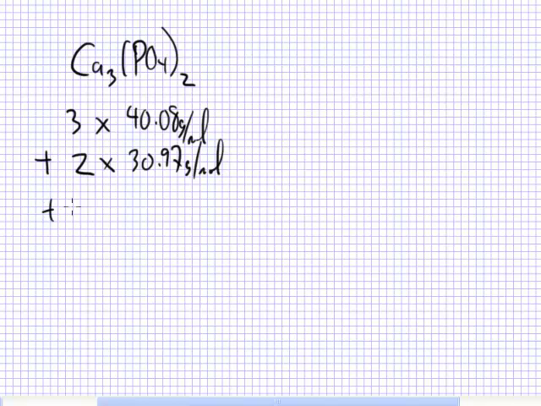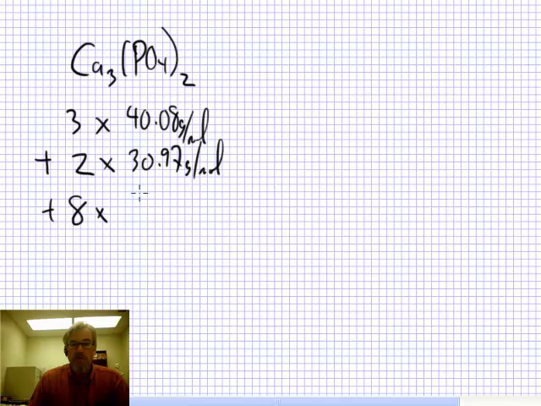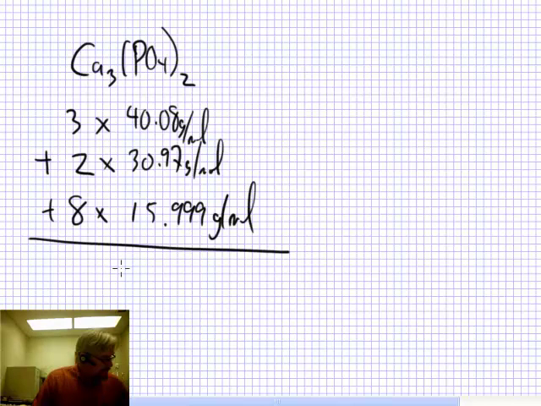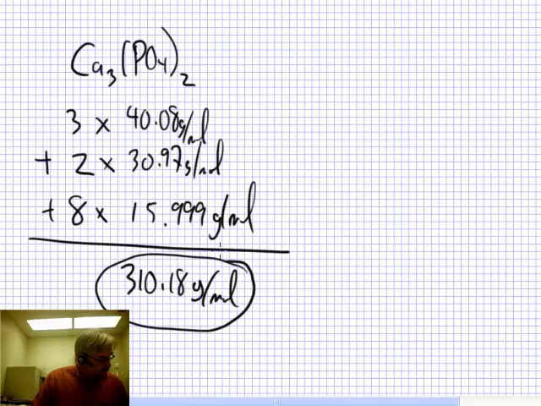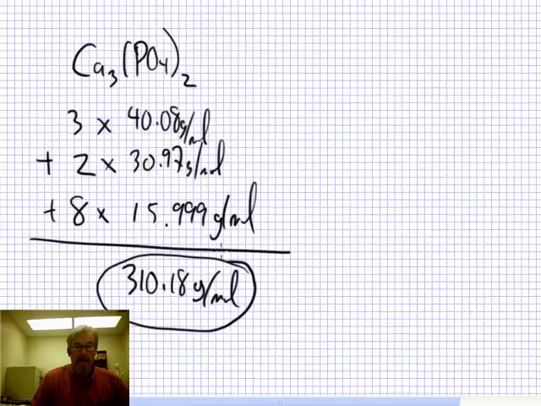But I'm also going to have 8 moles of oxygen, because there are 2 moles of phosphate, and there are 4 moles of oxygen in every phosphate. And oxygen is 15.999 grams per mole. So I'll have to sum this all together to find the molar mass of calcium phosphate. When you add it all up, you get 310.18 grams for every mole. That's the mass of a mole of calcium phosphate formula units.